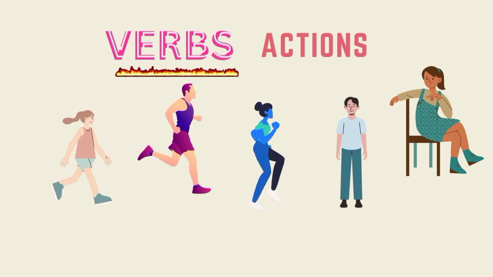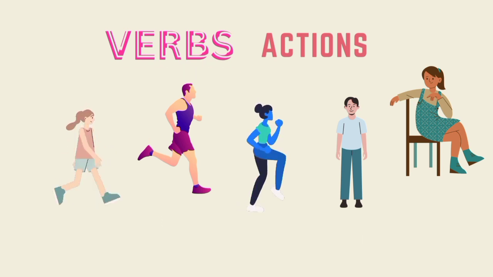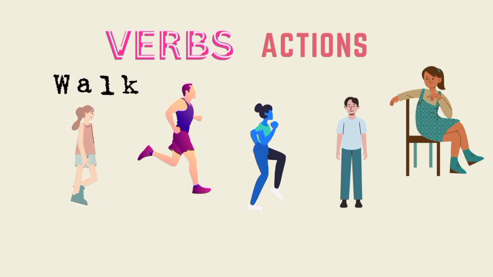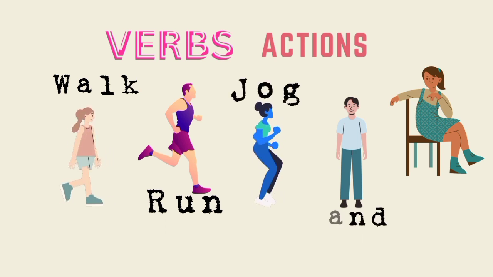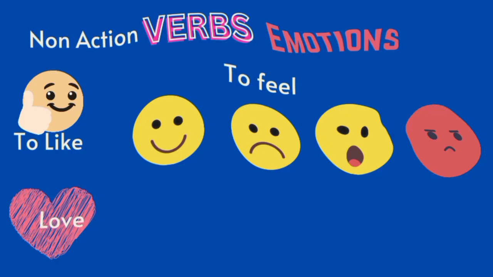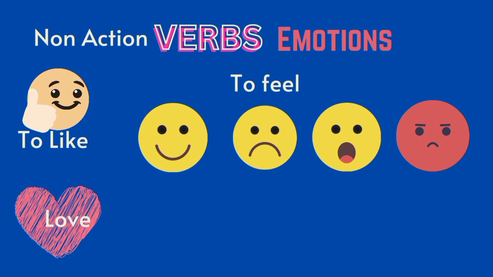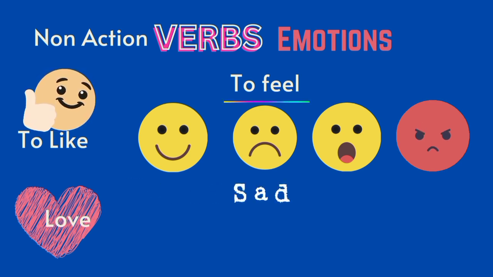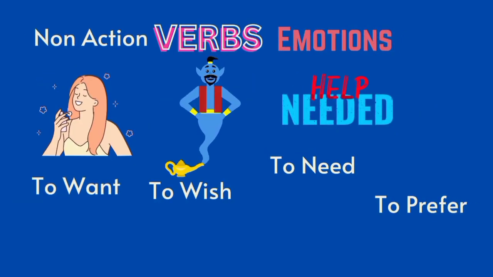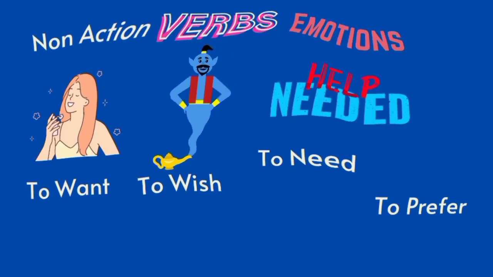Verbs are words that express or show action. They are doing words. Walk, run, jog, stand, sit. All these are action words. But that's not all. Verbs also express emotions such as to like, to love, to feel happy, sad, shocked, or angry, to want, to wish, to need, to prefer. These are also called verbs.